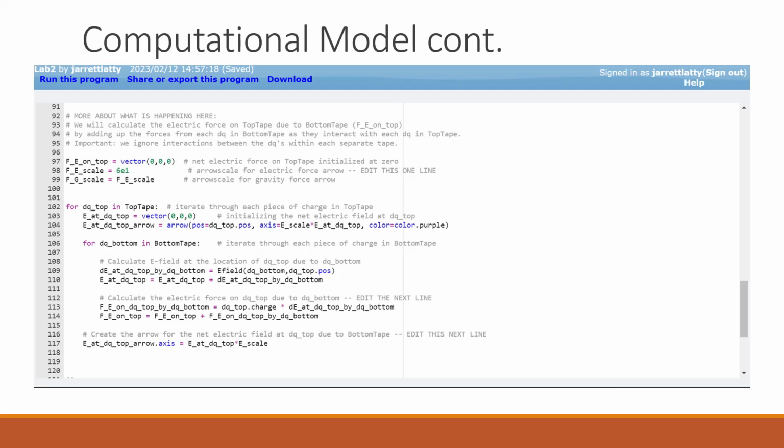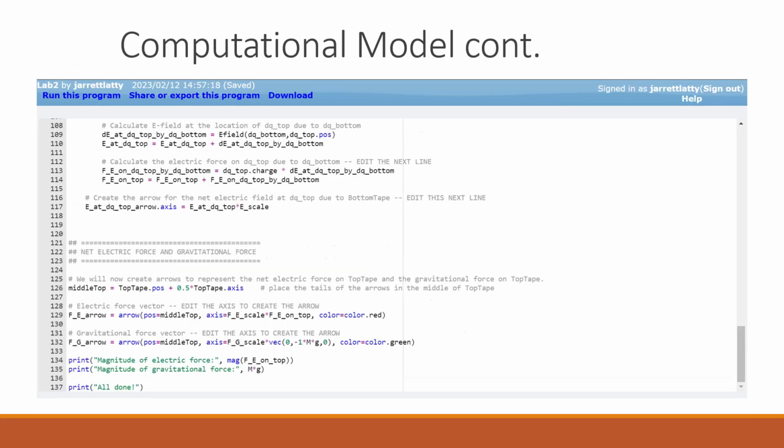So we're just iterating through our top and bottom tapes and calculating the electric field by each of the particles in the bottom tape at each of the particles in the top tape, using our E field function, and then multiplying that net E field by the charge of our top tape, and then summing all of those to get our net electric force on the top tape by the bottom tape.